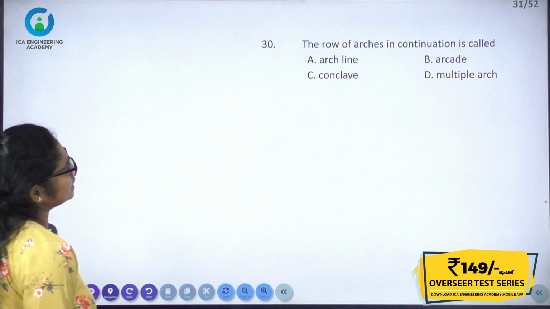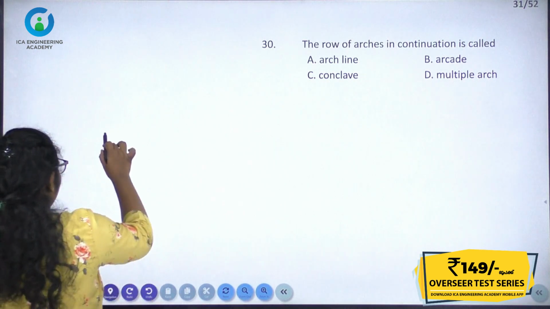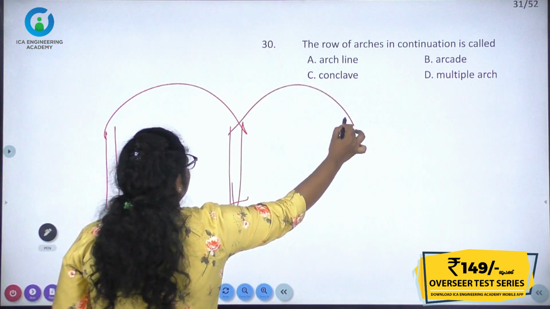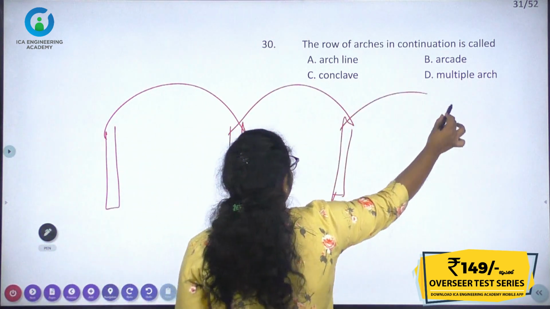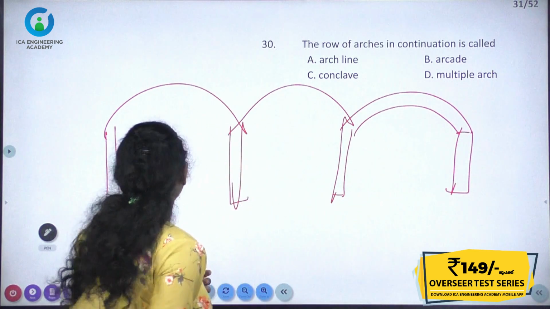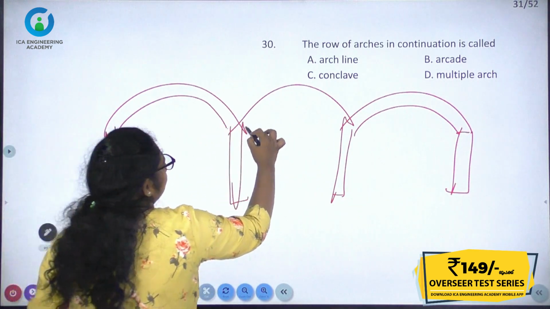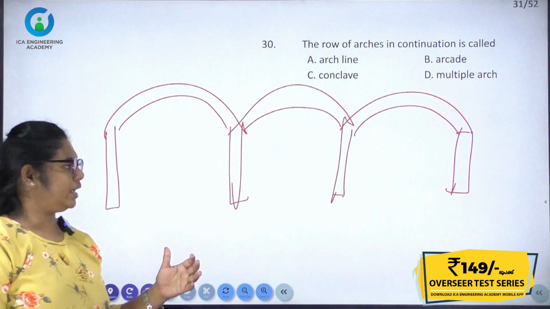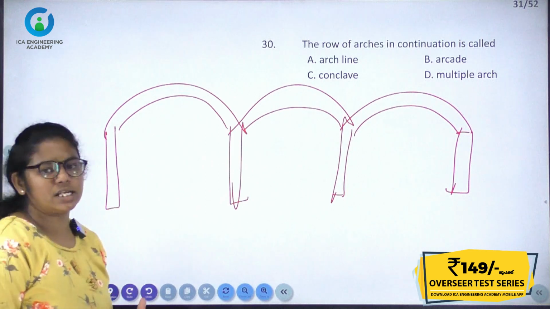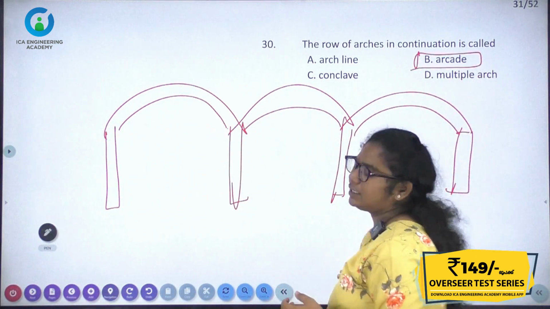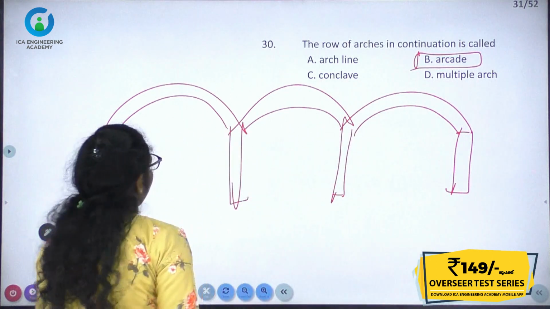A row of arcs in continuation. What does a row of arcs in continuation mean? The end supports are abutments, and the intermediate supports are piers. This row of arcs is called an arcade, not a multiple arc.